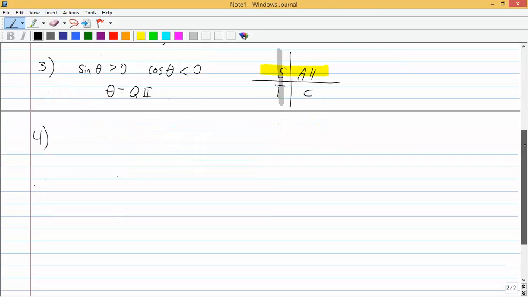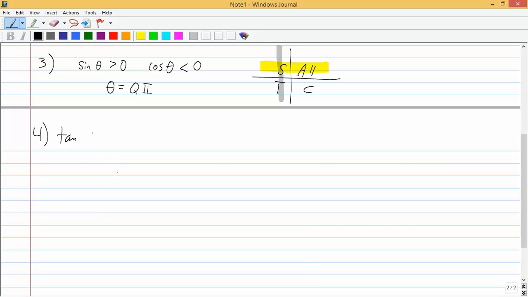Number 4, the tangent of 10 degrees minus the cosine of 80 degrees over the cosine of 10 degrees. Alright, this is a complementary angle theorem problem. Since this is 10 degrees and this is 10 degrees, what can I write the cosine of 80 as, in terms of 10 degrees? 80 and 10 would be 90. But I need to change that now to what?